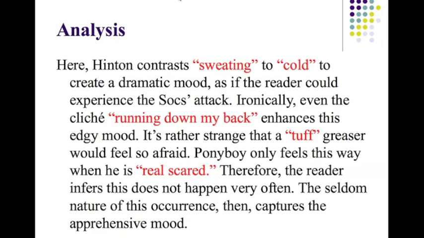Kaufman? Well, analysis. Here, Hinton, the author, contrasts sweating to cold to create a dramatic mood, as if the reader could experience the Socs' attack. Ironically, even the cliche running down my back enhances this edgy mood. It's rather strange that a tough greaser would feel so afraid. Ponyboy only feels this way when he is real scared. Therefore, the reader infers that this does not happen very often. The seldom nature of this occurrence, then, captures the apprehensive mood.